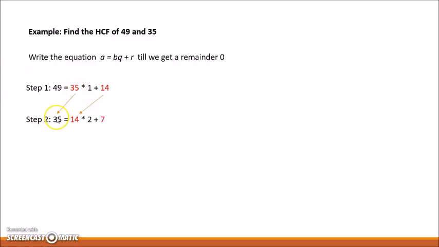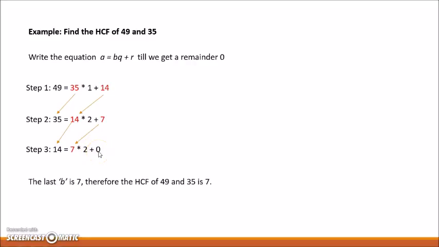Now we take 35 as a and 14 as b, and we write 35 equals 14 multiplied by 2 plus 7. The next step, we take 14 as a and 7 as b and write 14 equals 7 multiplied by 2 plus 0. Now we get a 0 here, so we stop. And the last b we use is 7. Therefore, the highest common factor of 49 and 35 is 7.